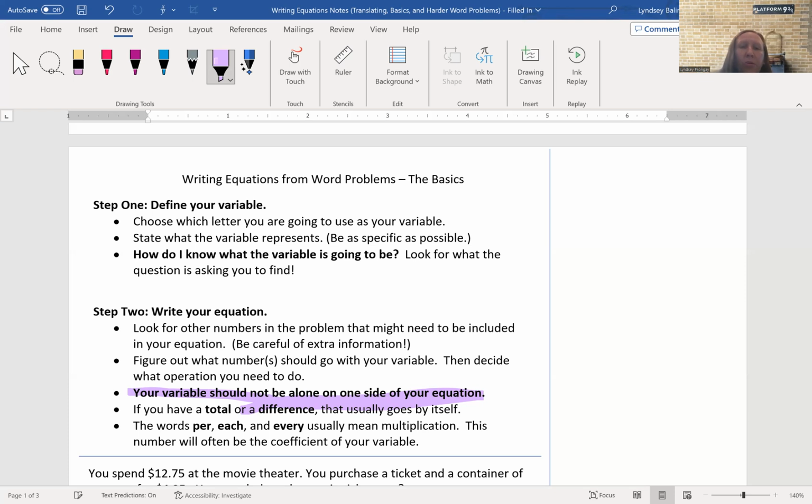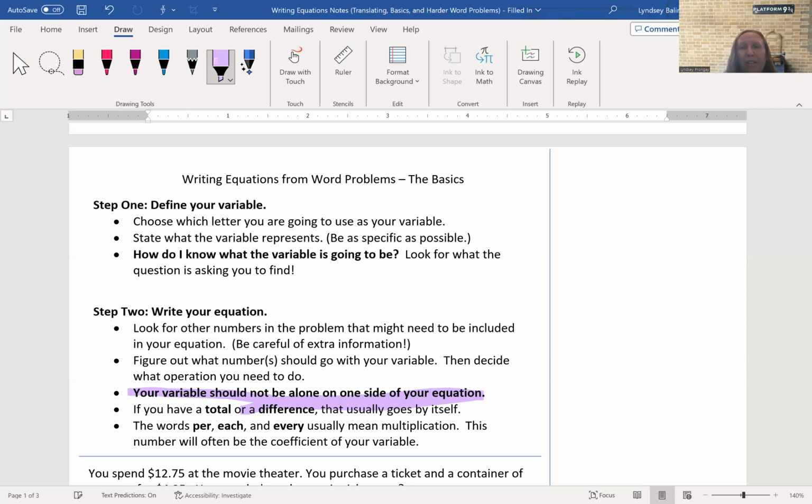If you have a total or a difference, that usually goes by itself. The problem is not every question will have a total or a difference. But if you do, that's okay, on one side of your equal sign. And also the words per, each, and every are usually going to mean multiplication, which means this is a number that's often going to be the coefficient of your variable.